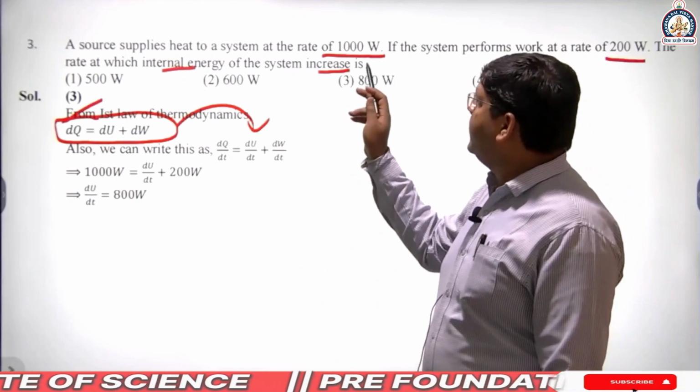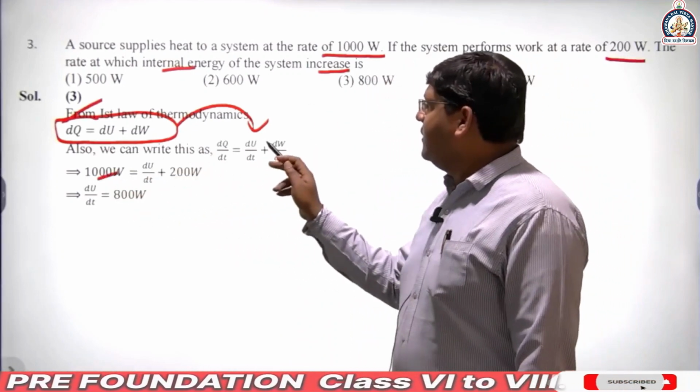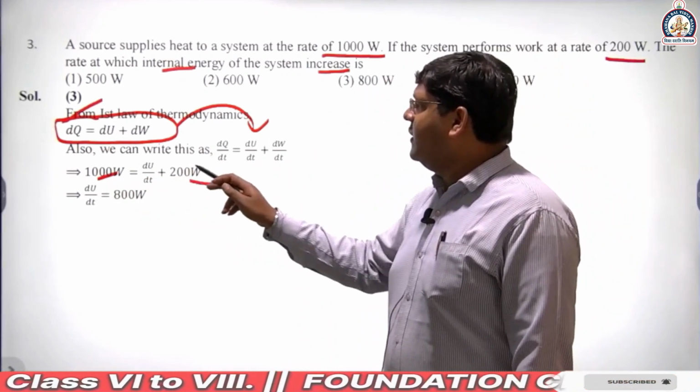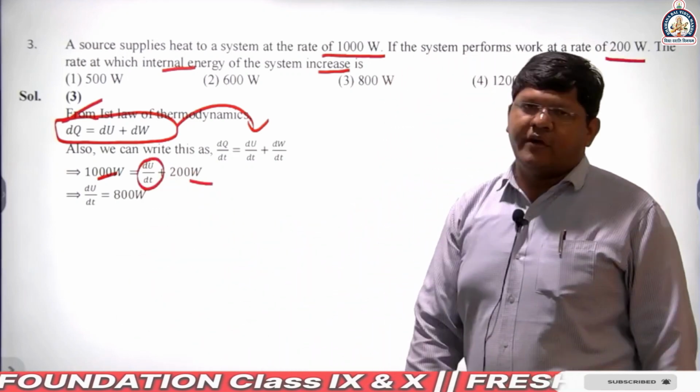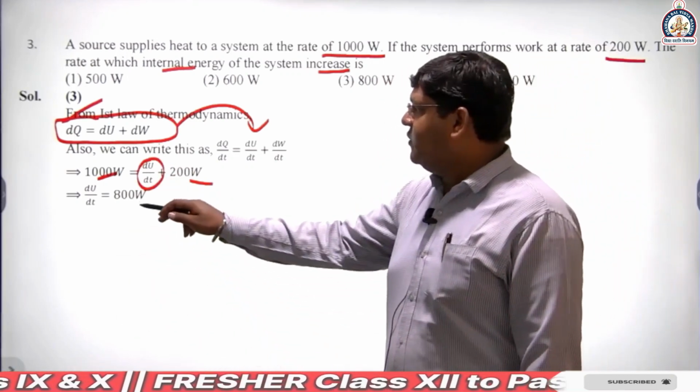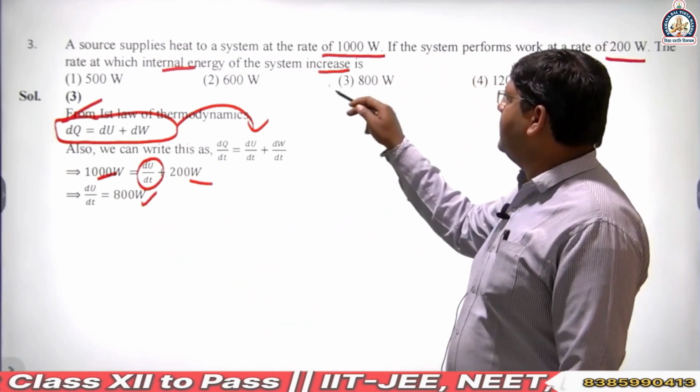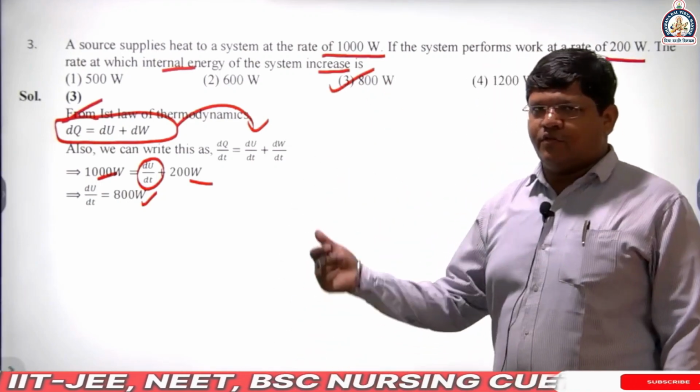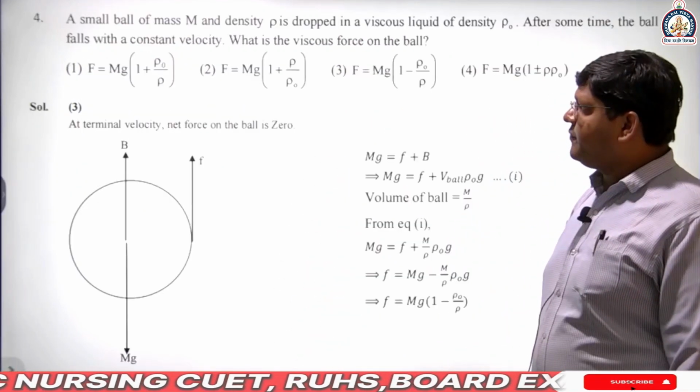According to the question, the heat is 1000 and the work done is 200. We simply calculate the value of dU upon dt, the change in internal energy, that comes out to be 800 watt. That is our option number 3. This is a question from thermodynamics.